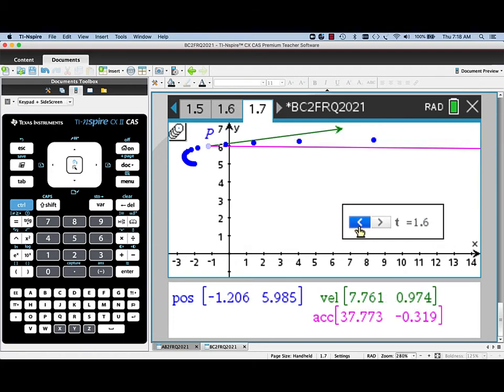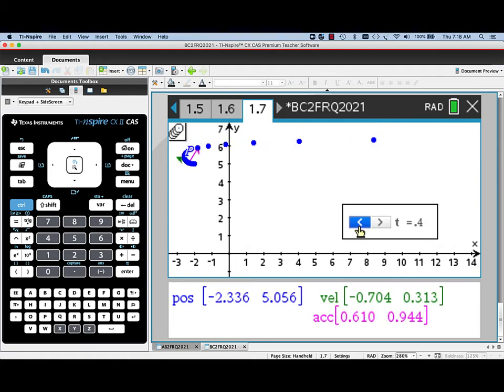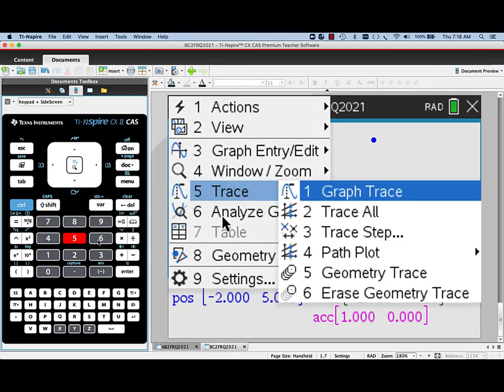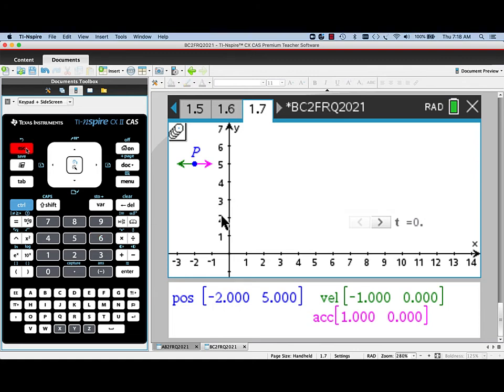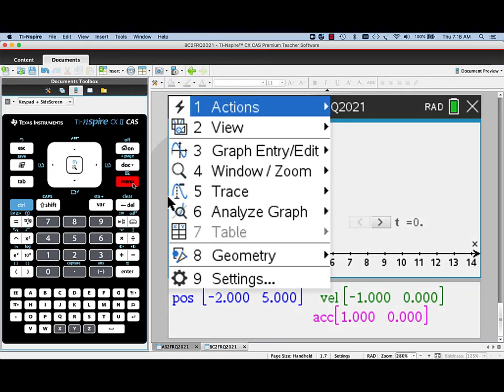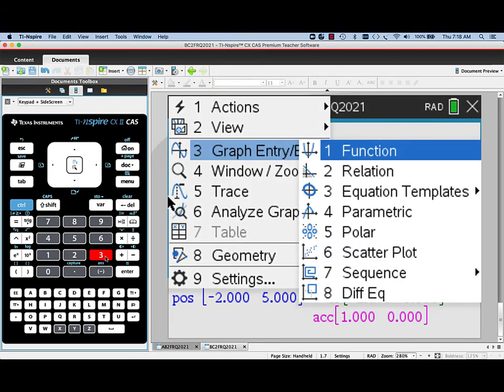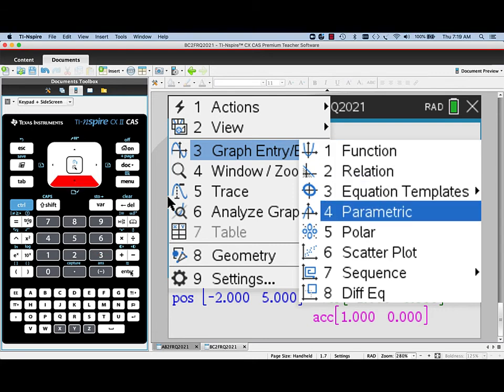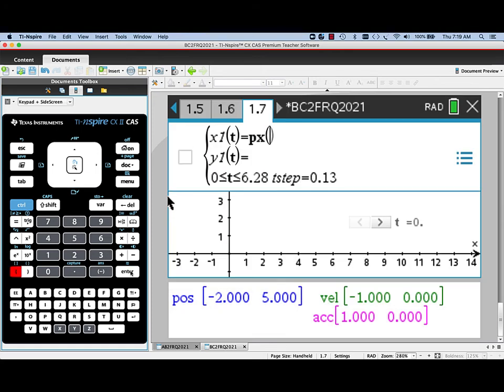Okay, now I'm going to back the time up to 0 again, and we'll look at another way of illustrating the path of the particle. First of all, let me go ahead and erase that geometry trace. And then what we'll do is pull up the parametric plotter. So I'll go to the menu and go to Graph Entry Edit, choose Parametric, and now that we have the parametric plotter up, we can enter the position x and y components for x1 of t and y1 of t here.